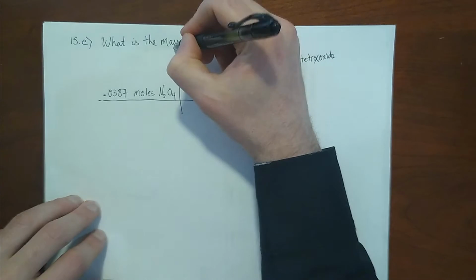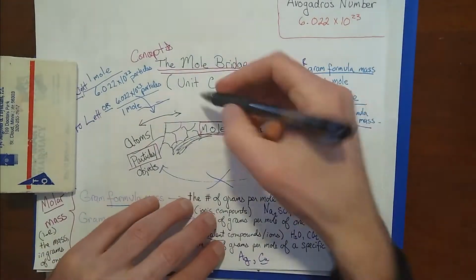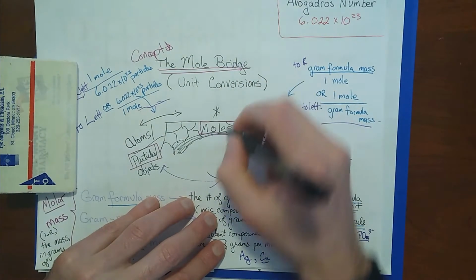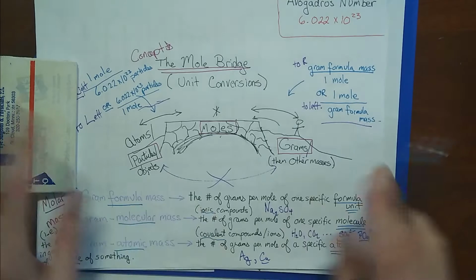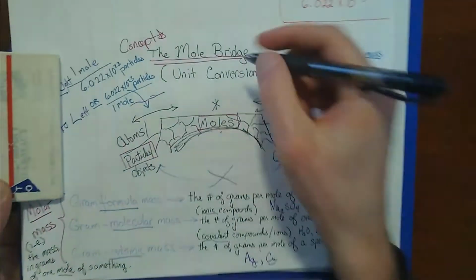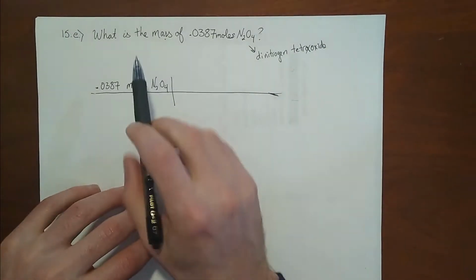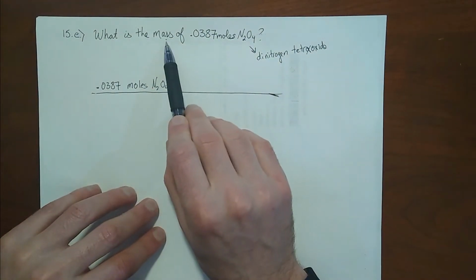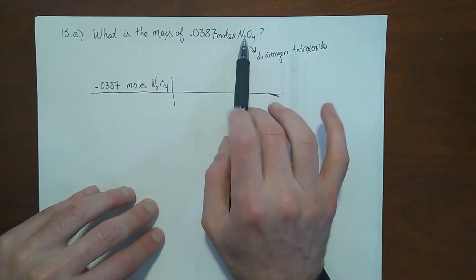And in this case, we're going to mass. So this is actually the opposite direction of the last problem. We're starting here on the bridge. We have a number of moles, and we're asked to find a mass, which will most likely be in grams. So we're going now this way. So I need, again, a conversion factor for molar mass. I need a relationship between moles and mass for this compound.